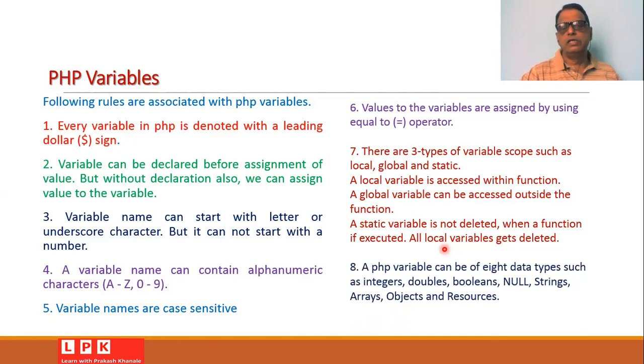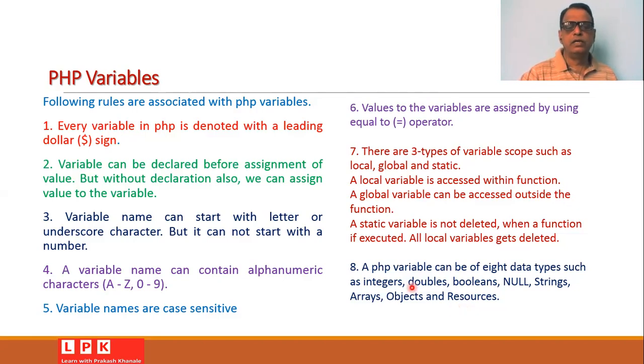Another rule for variables is that a PHP variable can be of 8 data types. So there are 8 different data types available in PHP, and the variable can be any one of these 8 data types. The data types such as integer, double, boolean, null, strings, arrays, objects, and resources can be the data type of the variable name. As we go on in the study of PHP, simultaneously we'll be discussing the different data types that are available with the PHP variables.